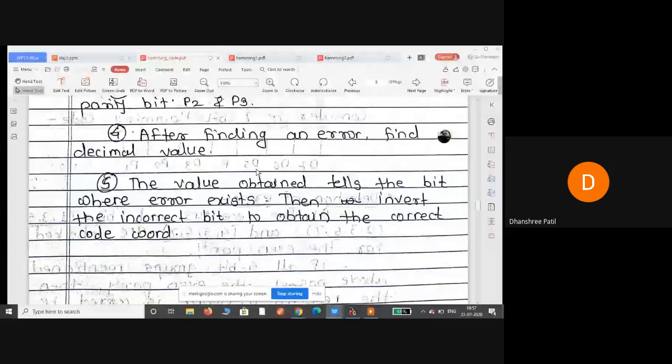Now how to correct? Just invert the bit, and your error will be corrected. Suppose the 5th position has 0. An error means obviously 1 changed to 0 or 0 changed to 1, that is the only change. So if the 5th position has the error, the 0 must be made 1. So if I invert that bit, my code will be the correct code. Simple.